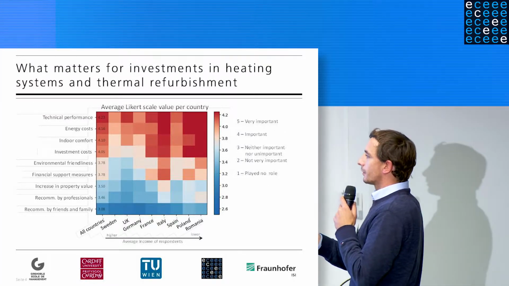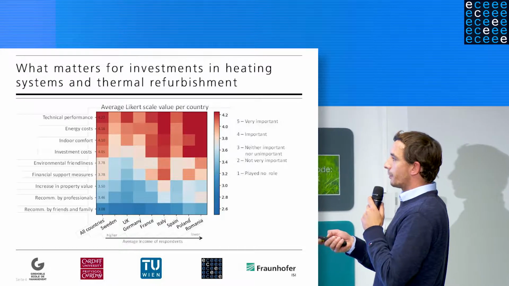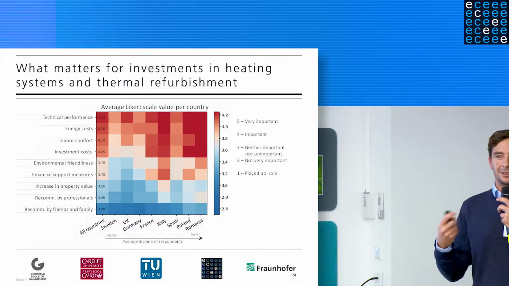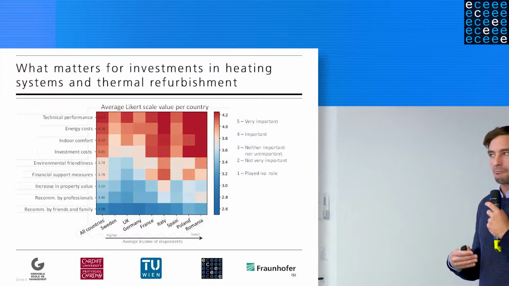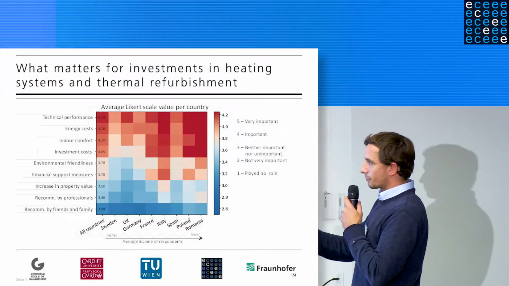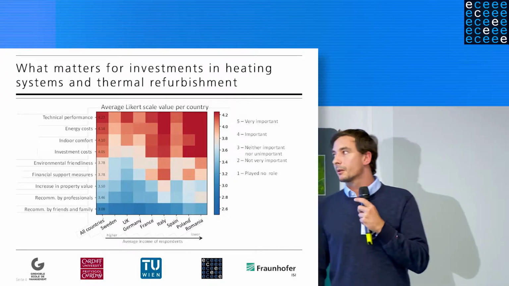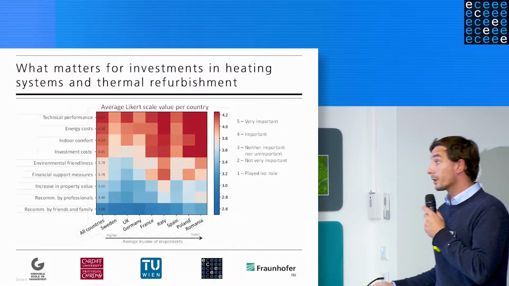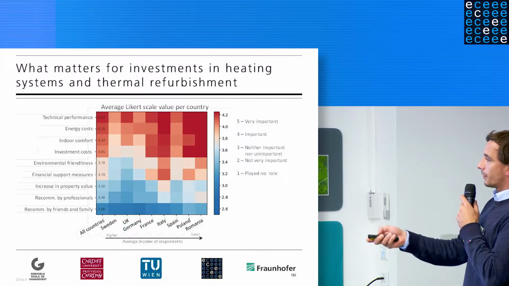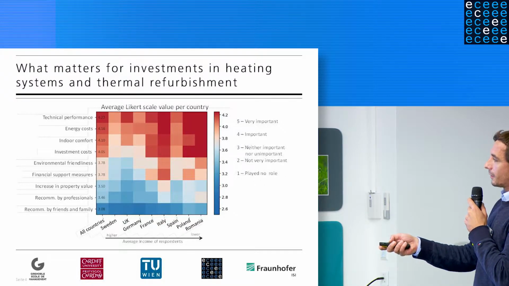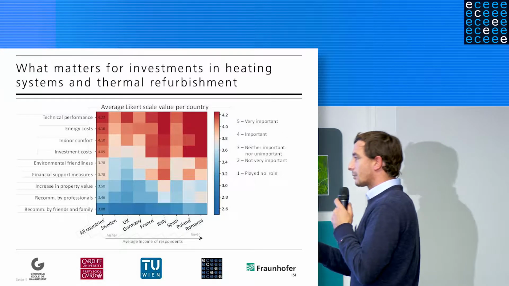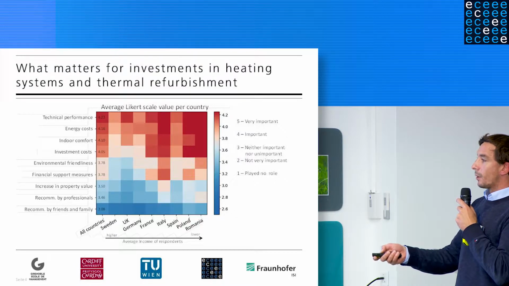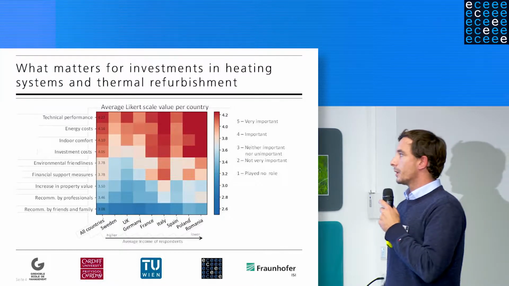And what you can see is that the top 4 criteria were technical performance, energy costs, indoor comfort, and investment costs, where you already see that this is a mixture of monetary terms, but also, and which was a bit surprising also, the most important criteria was the technical performance. And then you have other criteria which are also important, but definitely less important than those ones. So economic environmental friendliness plays a role. Also financial support measures, whether they're there or not, play some role. And the other ones, increase in property value, less important, and also recommendations.